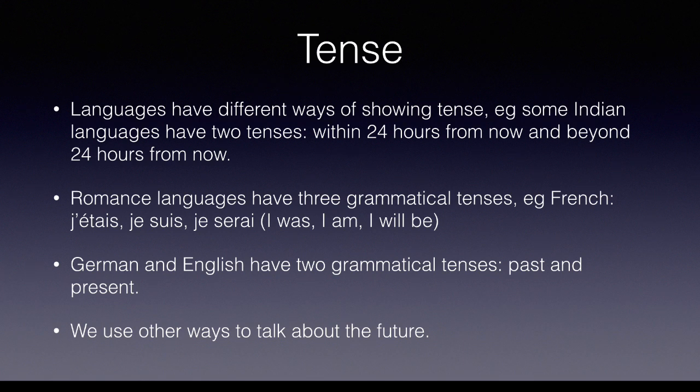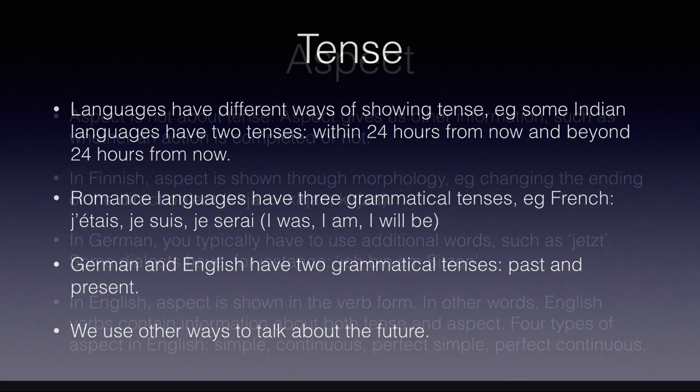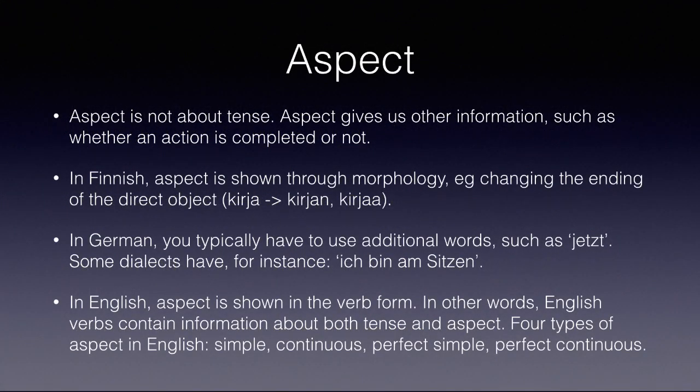Okay, now let's look at aspect. Aspect is not about tense. It's not about time in that way. Aspect gives us other information, such as whether an action is completed or not. As you saw in the example, in Finnish, aspect is shown through morphology. For example, changing the ending of the direct object.